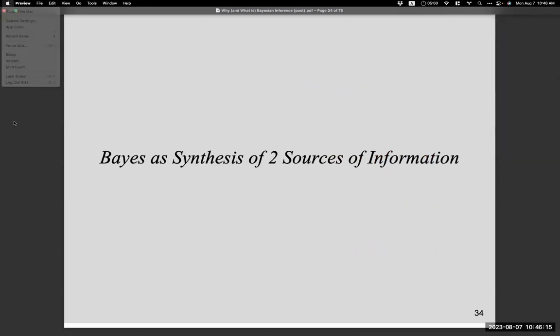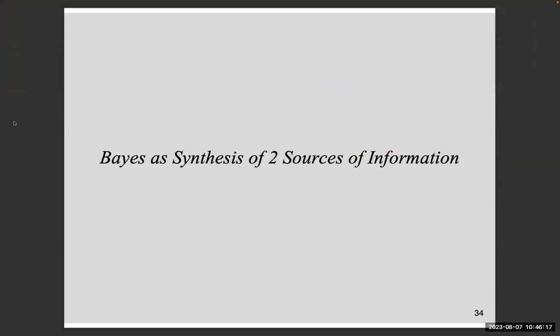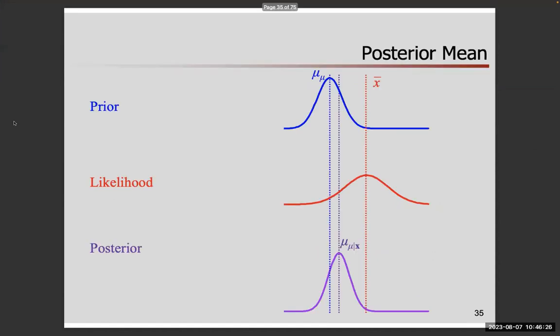I'm touching things wrong, sorry. What I want to stress is some ideas about Bayes inference here, and these examples let me do that. One is thinking about Bayes as a synthesis of two sources of information.